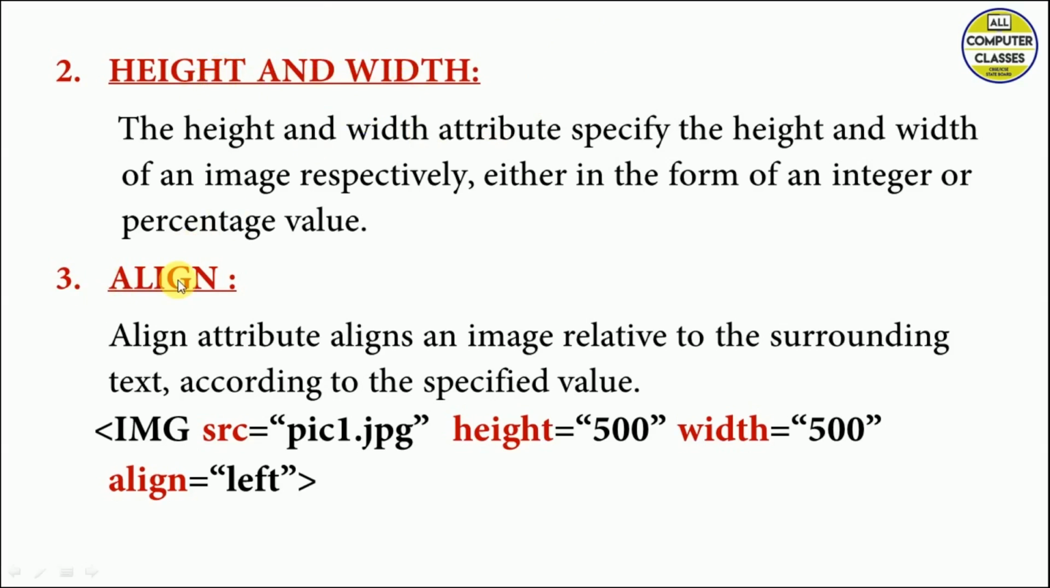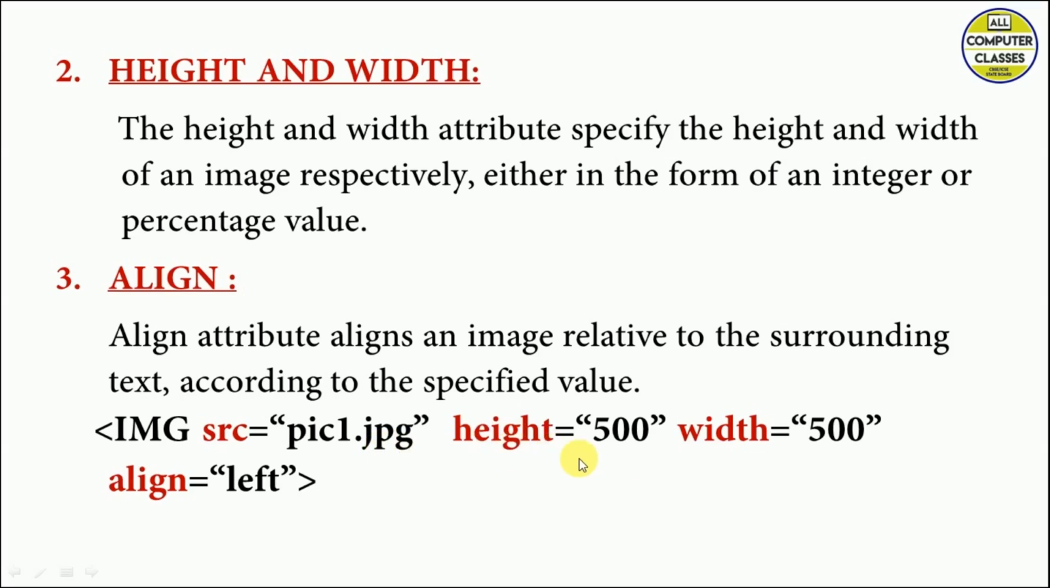The third attribute is align. So after inserting an image, where do you want to align it? You want to align it left, right, middle, top, bottom, where? So this is how you will write. The image source attribute will be having the name of the file .jpg. Don't forget to put this .jpg, otherwise your picture will not be displayed on the web page.